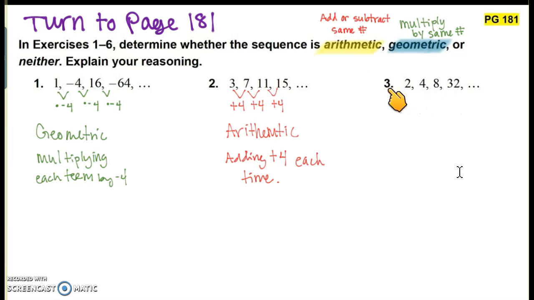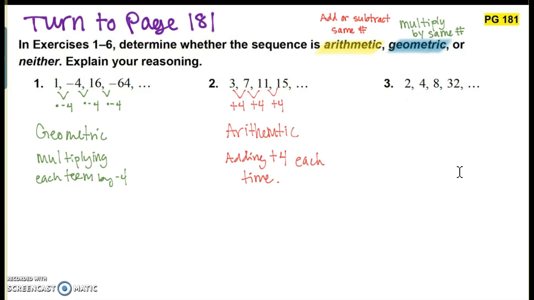So let me see if I can add something to each term. Let's see if we can add the same number to each term like we did in number 2. What number could I add to 2 and get to 4? Well, I can add 2. So if I do plus 2, that gets me to 4. And then, what number can I add to 4 to get to 8? Well, that would be plus 4. So automatically, it's not arithmetic, so I can eliminate that. It's not arithmetic because it's not the same increase. So I know that can't be it.